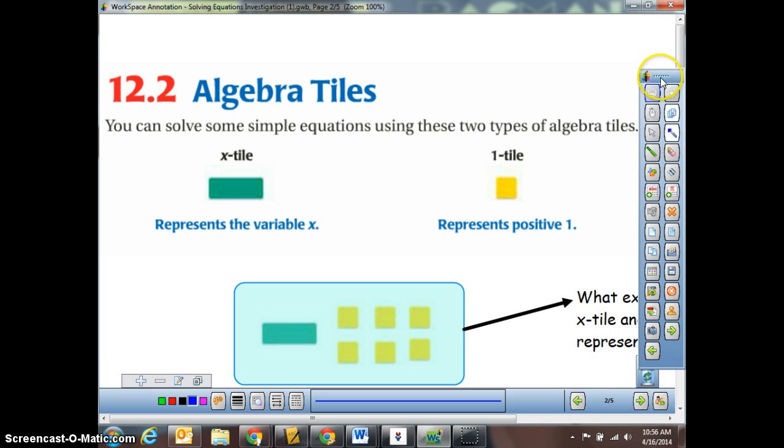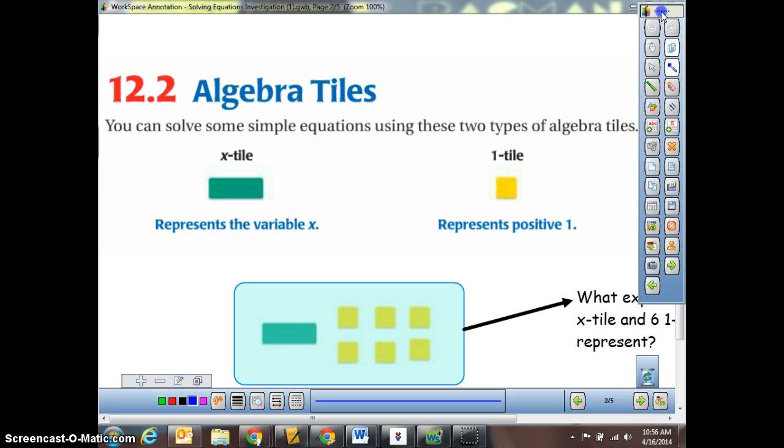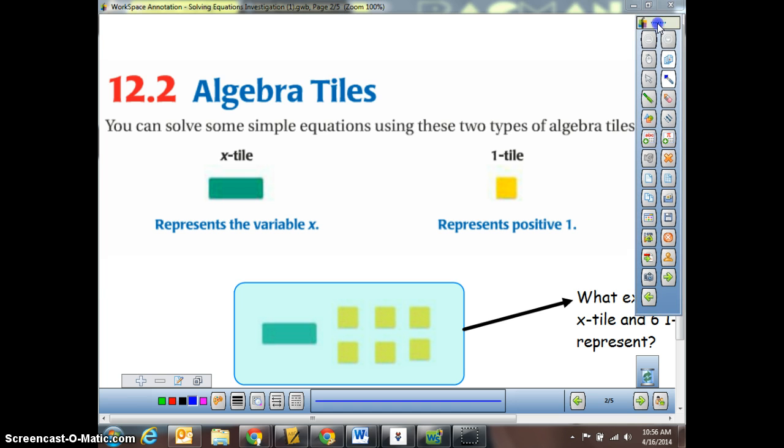All right, so we've got algebra tiles, and we used them a little bit before, but we didn't really get very far into them. Now, there is a video on the Moodle that helps to explain algebra tiles a little bit better if you're still a little unsure. I encourage you to go ahead and look at that. But for here, we can solve some simple equations using these two types of algebra tiles.